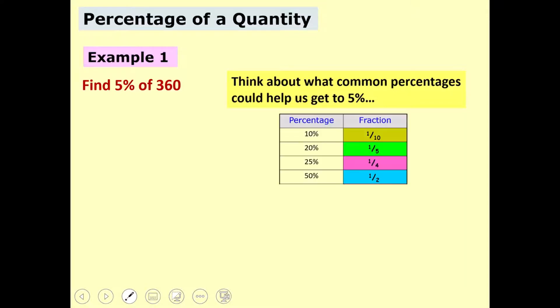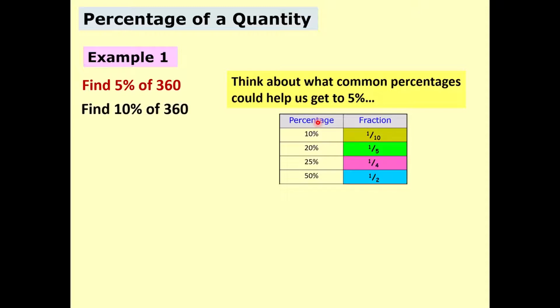So for instance, this is the table that we have. If we found 10%, we could essentially then half 10% to get 5%. So that's the method that we're going to use. There's many different methods that you could use, but I definitely find this is the easiest way of thinking about it, and this is the way that we are going to do it in these examples.